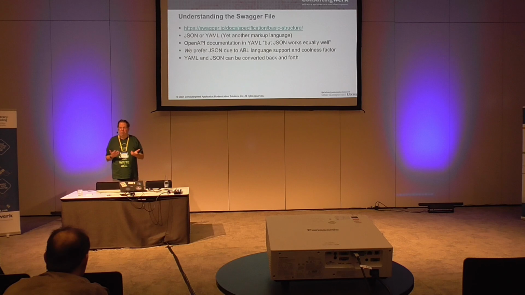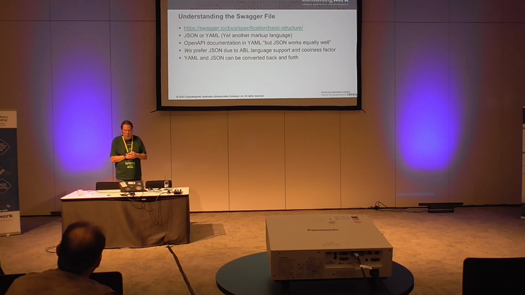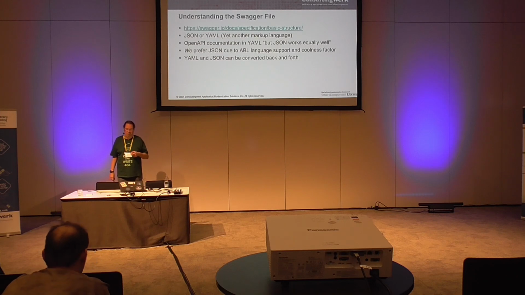And for JSON, we have tooling in the ABL to work with JSON documents, so why not use that? The OpenAPI documentation uses YAML in the samples, but they state that JSON works equally well. The other source of information are websites like Stack Overflow. There are a lot of samples for Swagger documents, so you usually find your way around.